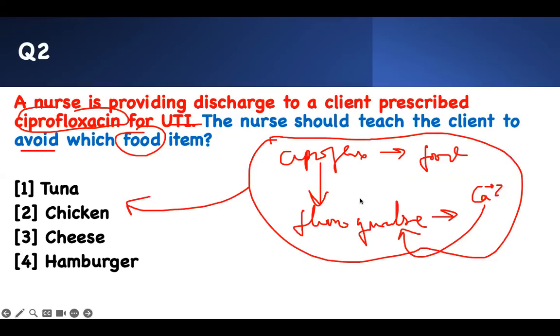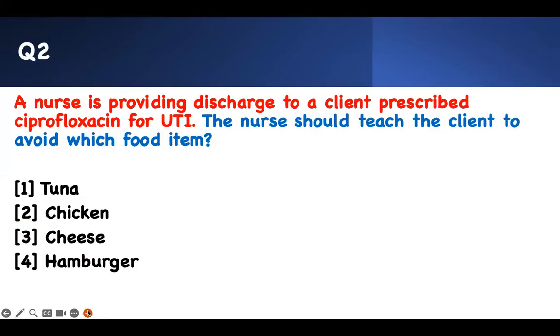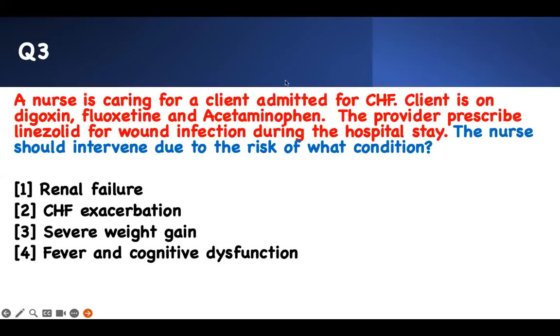Are you a calcium binder? Tuna does not have calcium. Chicken, no. Cheese, hey, it's a dairy product. Dairy product, a bunch of calcium. Hamburger is not. Number 3, you should not take it. Right, guys? See how it's done? I hope you learned something. So avoid calcium and cheese. Number 3, same thing, right?